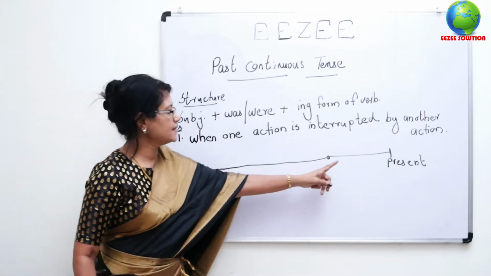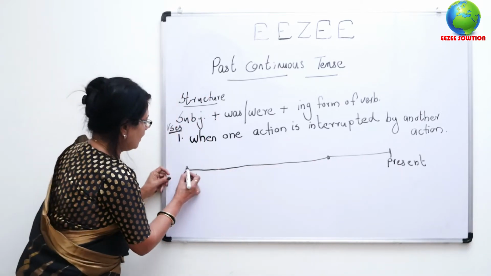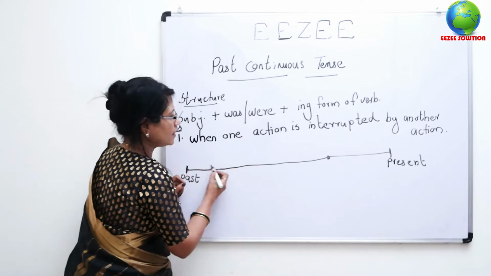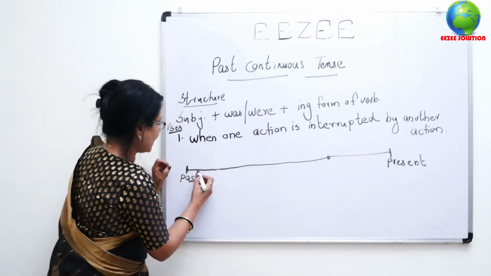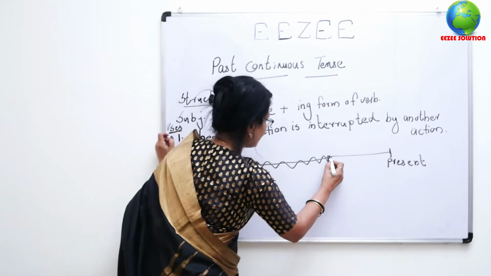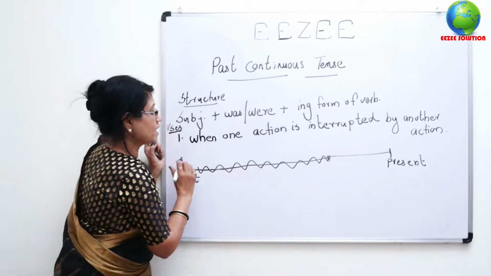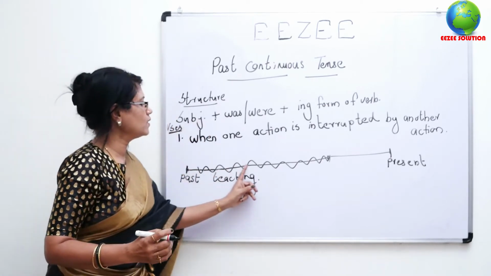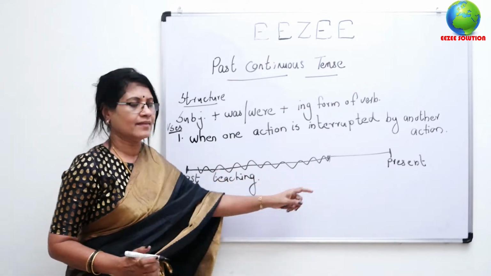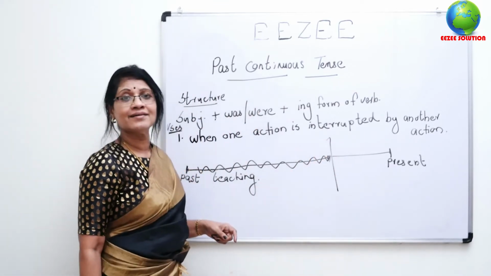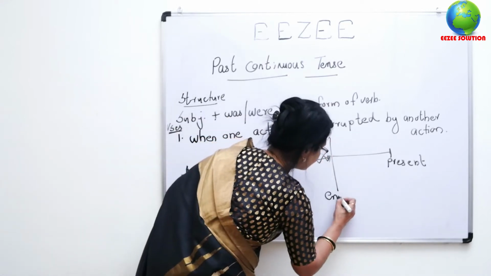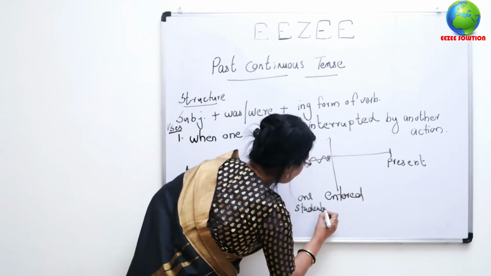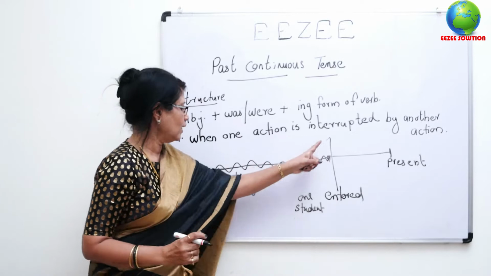See, look here. This timeline represents, here it is the past, here it is present. So, from here to here it is past. Here, I was teaching. I was teaching. It was going on. It's a longer action. And one student entered the class. One student entered the classroom. So, 2 actions.